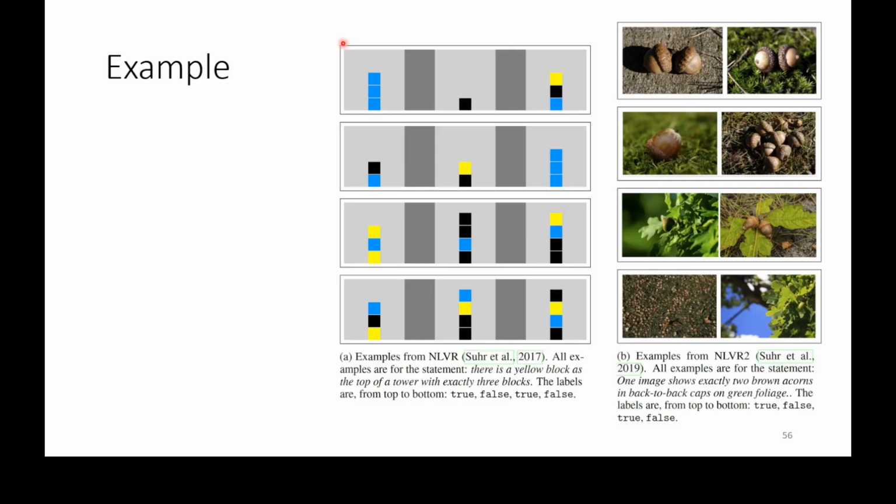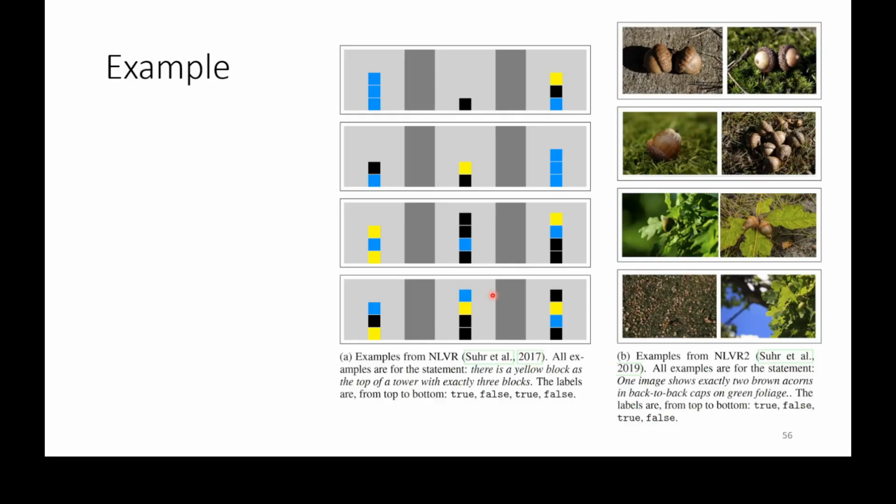So what is the input? An image. What is the output? True or false. Look at the question again: is there a tower with 3 blocks and the top block is yellow? Yes, so the answer for this first image is true. For the second image, with the same question, no, so this is false. This one is yes, because this tower has the top yellow block. And this is false, because no tower has a top yellow block.